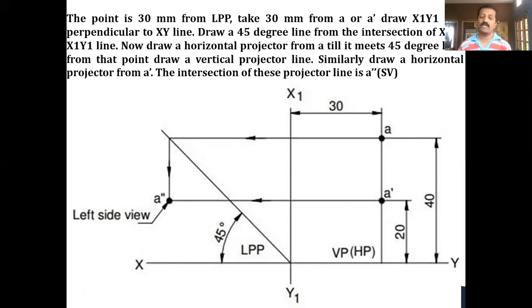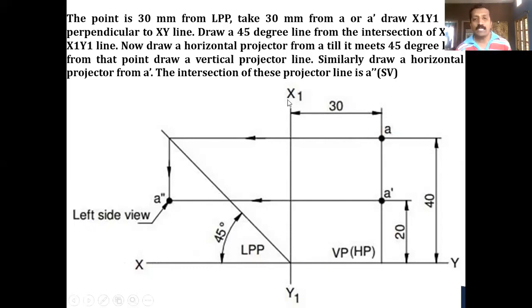That's why, in most cases, only the RPP distance will be given, so that we can easily draw the side view. In this case, the LPP distance is given. So this is your front view and top view. You take the LPP distance given, from either A or A dash horizontally, 30 millimeter on the left side, and draw the x1 y1 line, the reference line, perpendicular to your xy line. This is your xy line, and this intersection point you call the origin O.